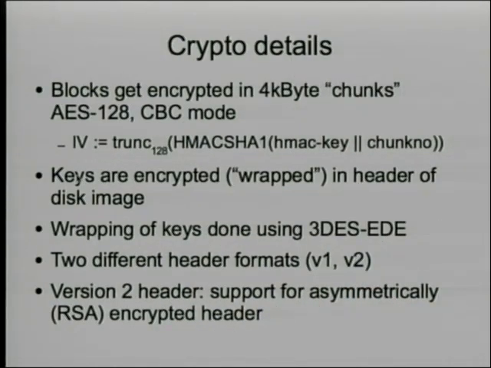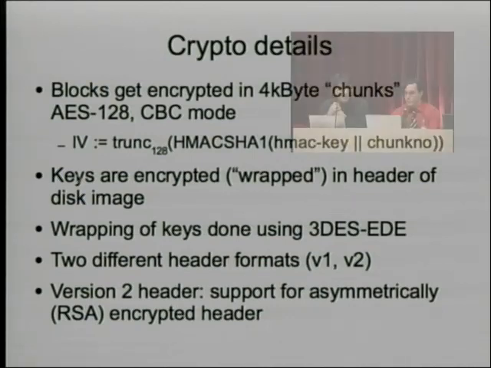Now, to get to the crypto details, when you have the C encrypted encoding, which is basically the outer layer of a FileVault image, you have an inner layer, which is the sparse image, and the outer layer that's produced by the C encrypted encoding. Then all of the blocks get encrypted in 4 kilobyte chunks using AES 128, in CBC mode. Now, the IV for each of these chunks is generated using HMAC SHA-1.